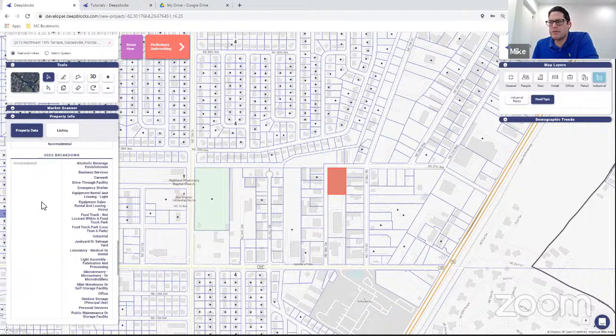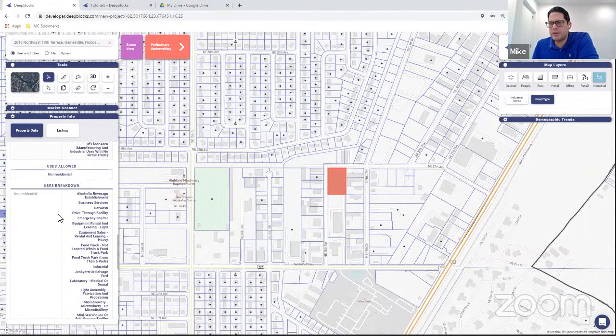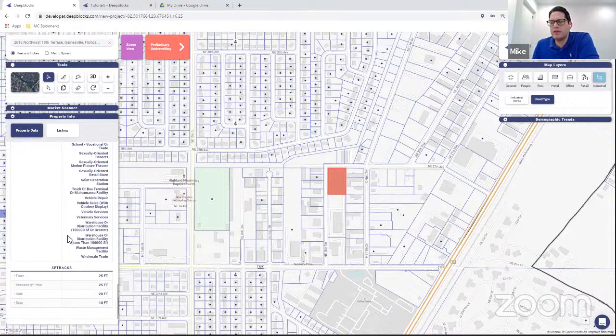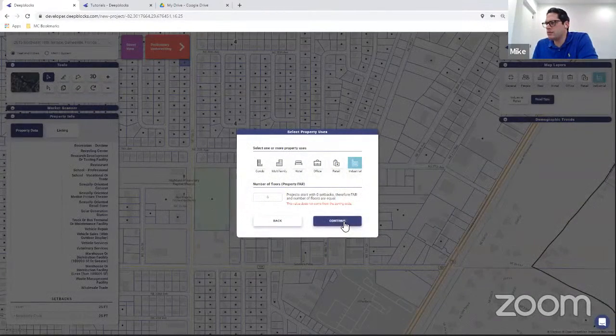And then we get our specific uses breakdown of this particular parcel. So we can do all these different types of uses that are specifically broken down. And lastly, we have our setbacks for this particular land. So next we'll go into preliminary underwriting, and we're going to do industrial.